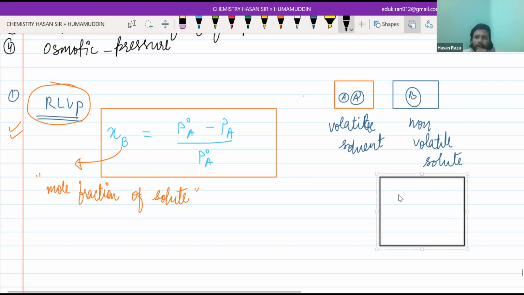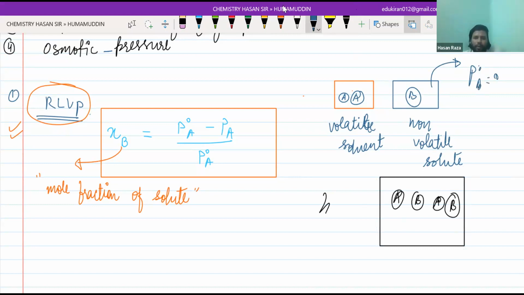So this will be your A, B. As I told you, since B is non-volatile, PB will be 0 because it is non-volatile. Now, since A is pure, we are going to put P naught A, and it is volatile so it will make some vapor pressure. And after mixing, there will be only PA. We are not going to talk about PB as it is non-volatile, so it will be 0.